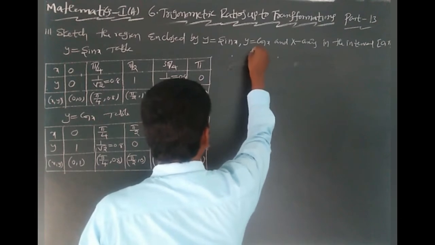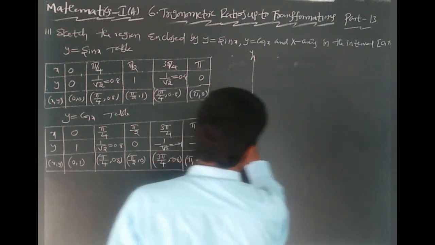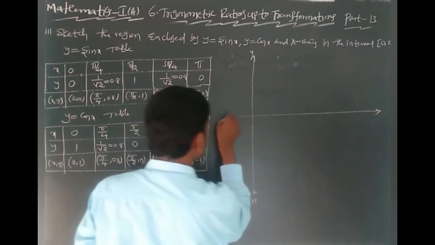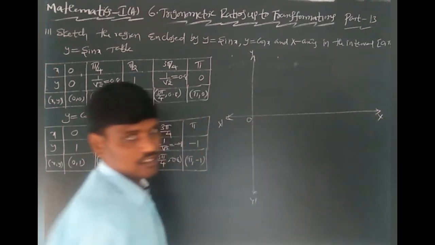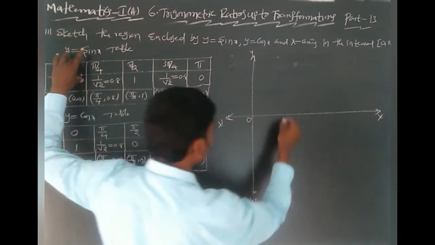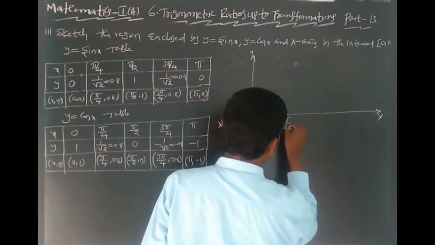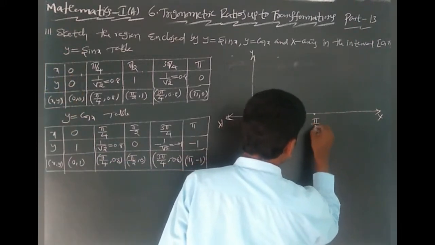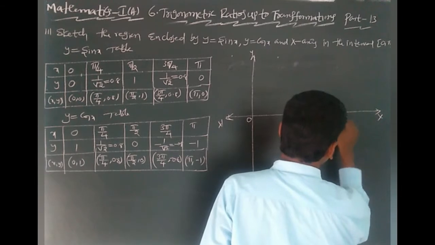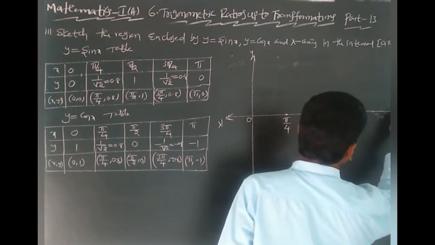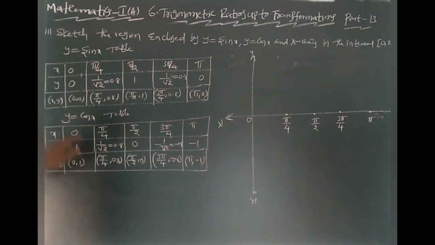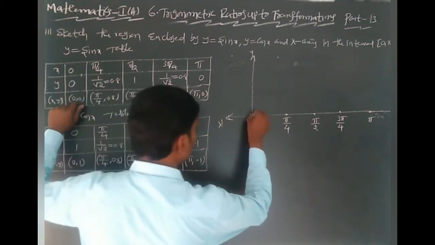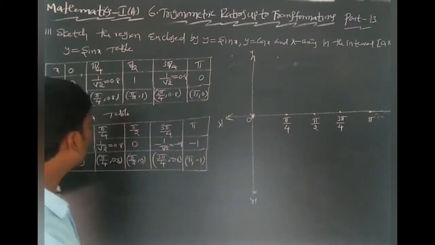Here, in the x-axis, only the positive side is there. This is the y-axis. This one is the x-axis. In the x-axis, this one is the origin. First is pi by 4. Next one is pi by 2. Next one is 3 pi by 4. Next one is pi. First of all, you can draw the cos x point 0 comma 0. You can draw the sin x point 0 comma 0.